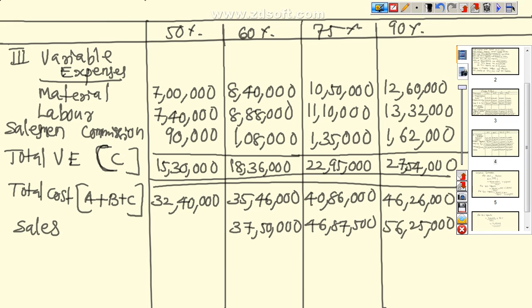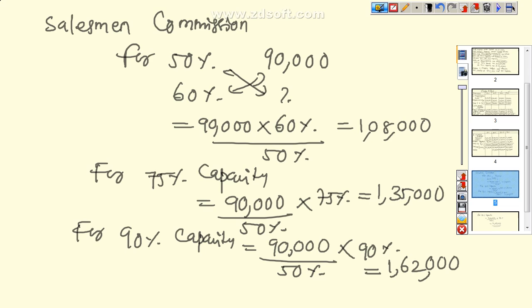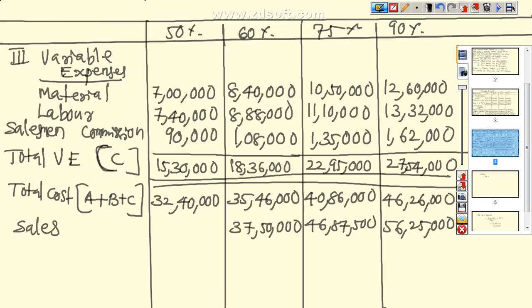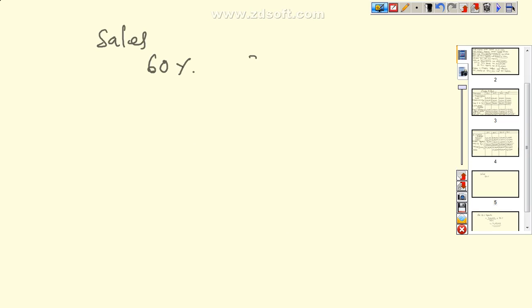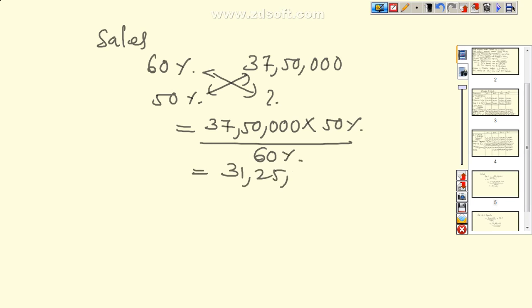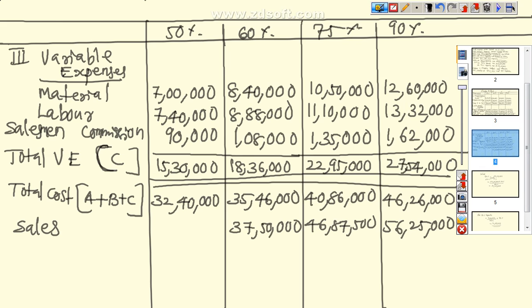Now how to calculate for 50%? Because sale is also variable, so same calculation. Suppose we assume for 60% capacity, we know the sale value, that is equal to 37 lakh 50,000. Now how to calculate for 50%? We can apply the formula or we can do cross multiplication. That is equal to 37 lakh 50,000 into 50% upon 60%. That is equal to 31 lakh 25,000. So we write it here: 31 lakh 25,000.